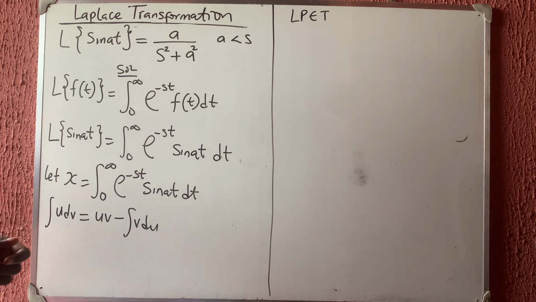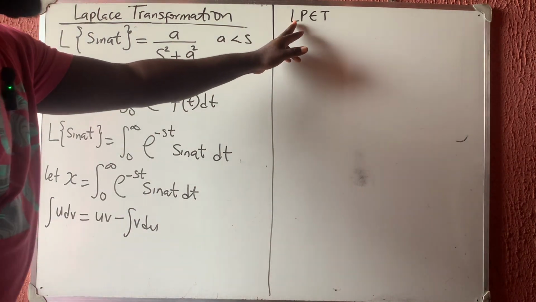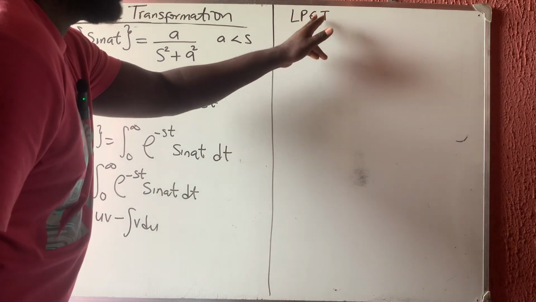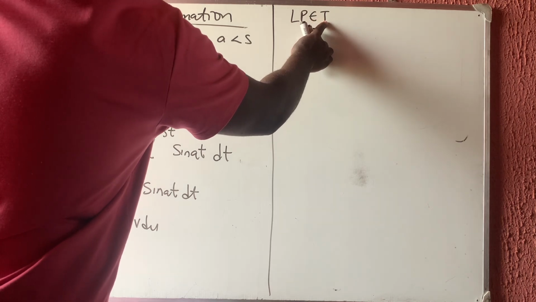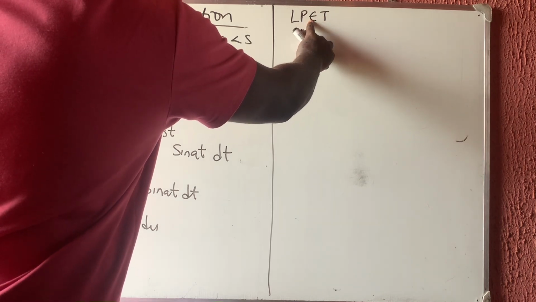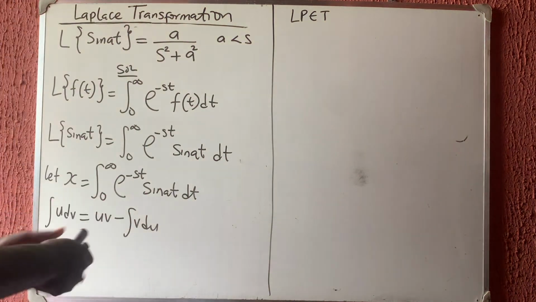So if we know this, we know that this is logarithm, polynomial, exponential, and trigonometry. So exponential came before trigonometry here. That means exponential is going to be my u, while the trigonometry is going to be the v. So that's what we're going to have here.